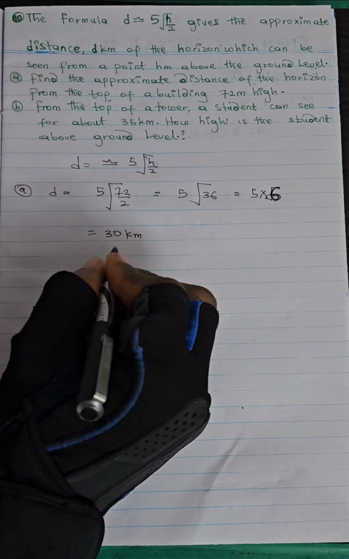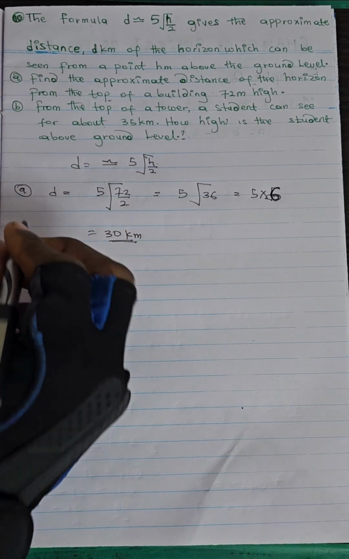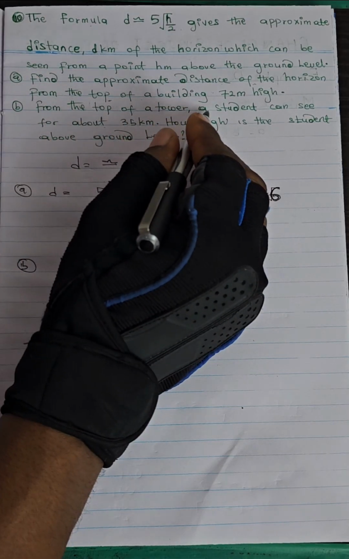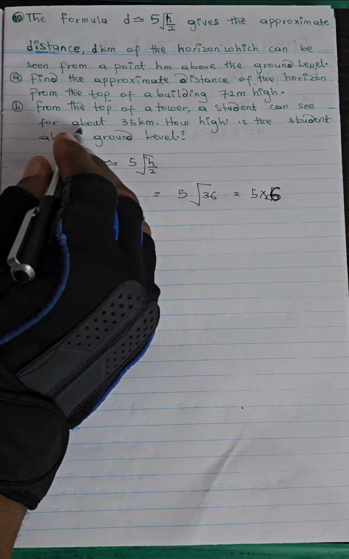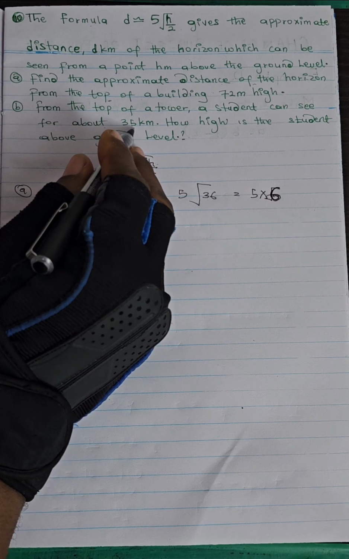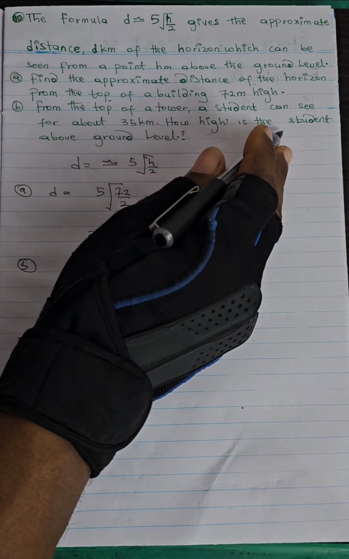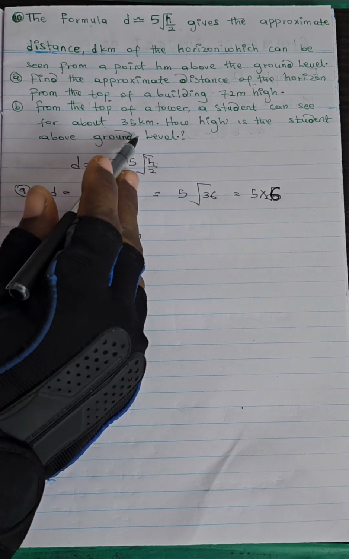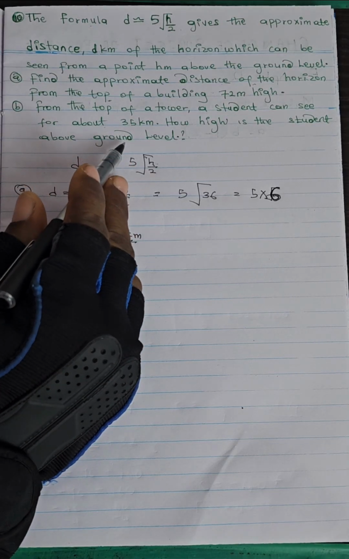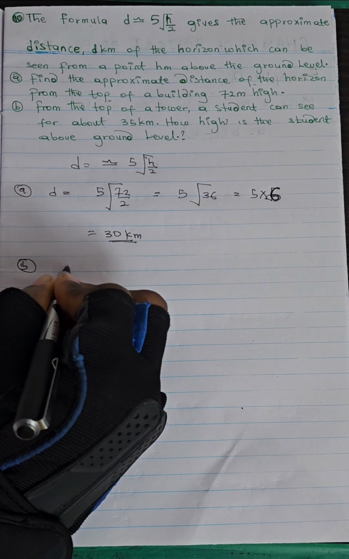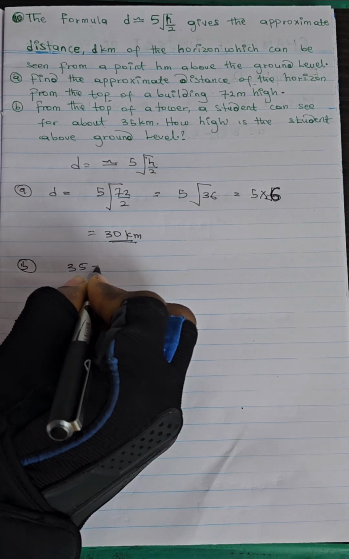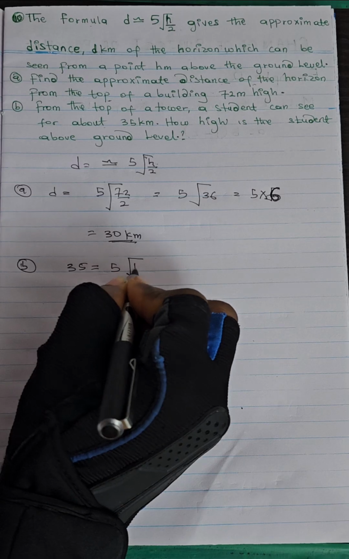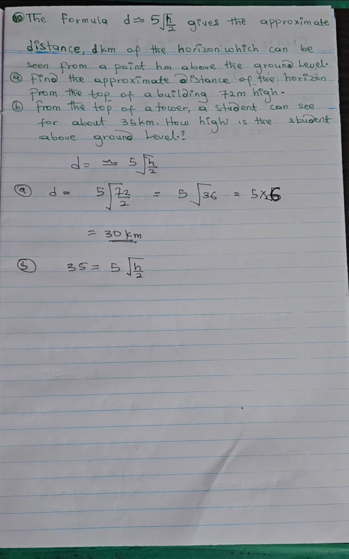Don't forget, we have been told that D is in kilometers. So let's go to the second one, B. From the top of a tower, a student can see as far as 35 kilometers. How high is the student above the ground? Meaning, in this case, we are given D as 35 kilometers, but we are now to look for H. So our formula will now look like this: 35 is equal to 5 square root of H over 2. So we are now looking for H.